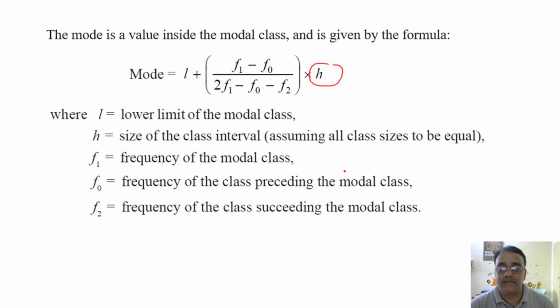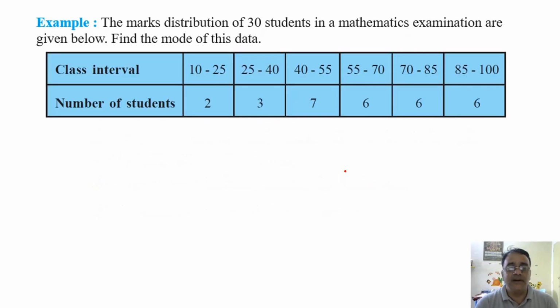Okay, now I will show you one example. I will explain with the help of one example how you have to use this formula. Okay, so the marks distribution of 30 students in a mathematics examination are given below. Find the mode of this data. So यहाँ पे हम लोग को separate table बनाने की जरूरत नहीं है. So which is the highest frequency here? हाईएस्ट फ्रीक्वेंसी कौन सा है यहाँ पर?